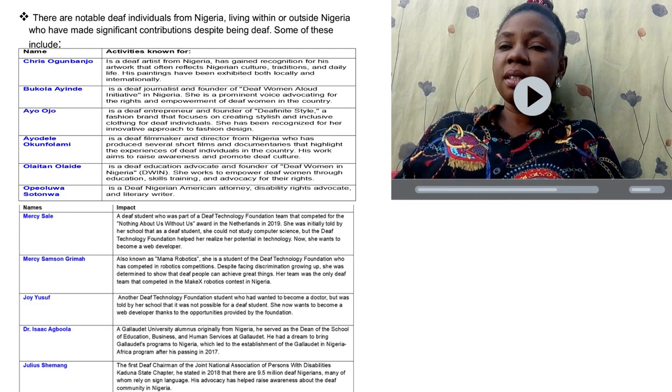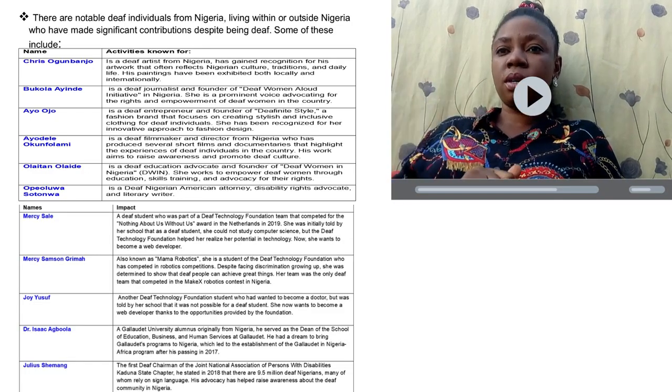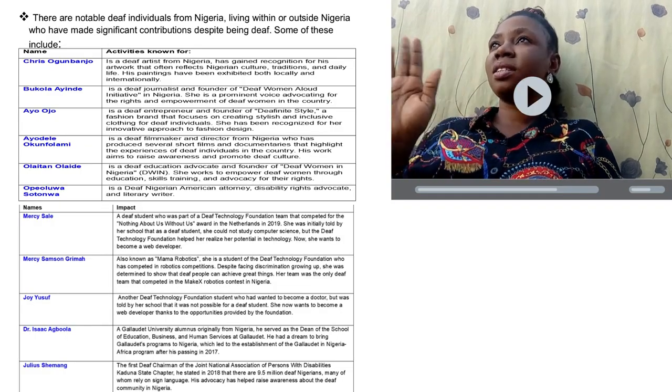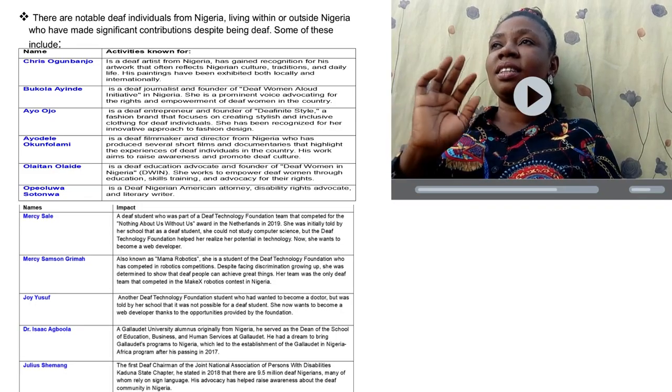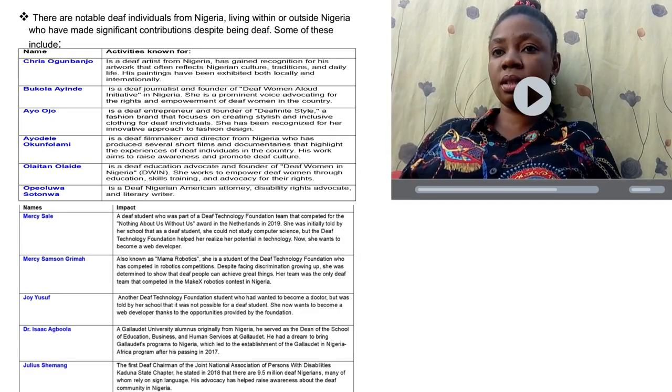And then we now want to narrow it down to Nigeria. We have some deaf persons in Nigeria, both the ones living in Nigeria and outside Nigeria, that have made significant contributions despite being deaf. They have made significant contributions in advancing deaf literacy and deaf education. So we have Mr. Chris Ogubanjo. He's an artist. He didn't allow his deafness to limit him. He has wonderful artwork, and this artwork portrays Nigerian culture, and it has been displayed in so many places, not just locally but also internationally.